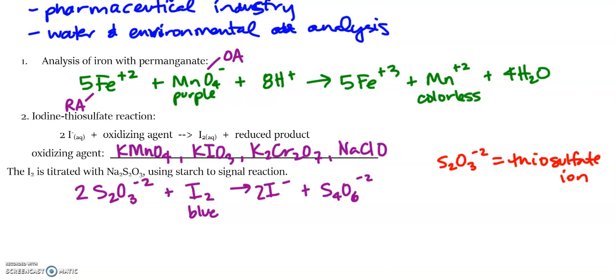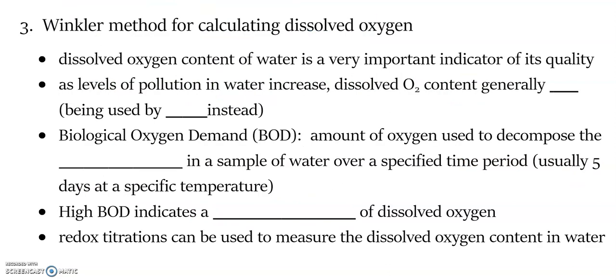The third kind of thing is the Winkler method. This is used to figure out how much oxygen is dissolved in water, for example. This is an important indicator for the quality of water. As levels of pollution in water increase, dissolved oxygen content generally decreases, being used by bacteria instead.